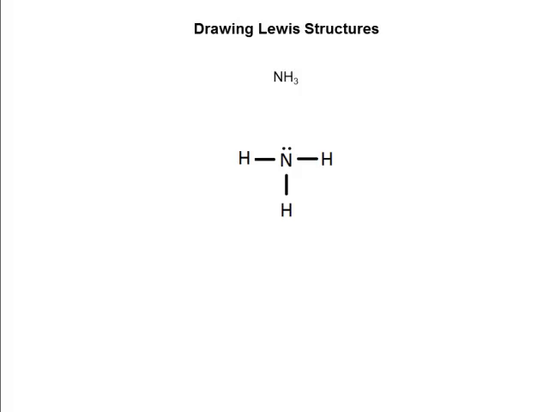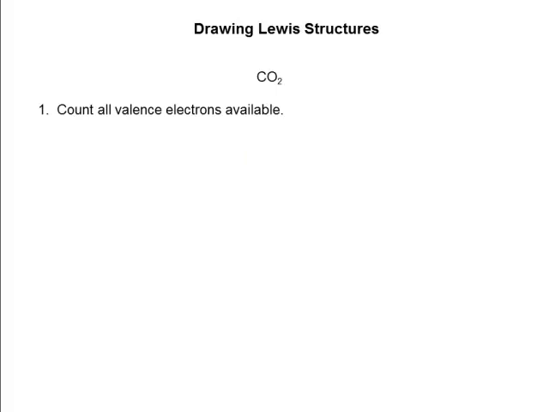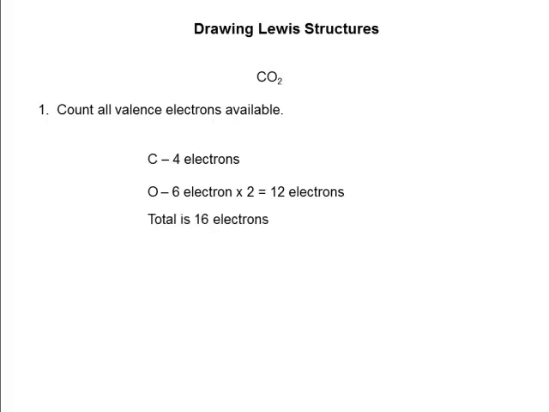All right, let's go through another example. If I take carbon dioxide, I'm going to count all the valence electrons available. Carbon has 4 electrons. Oxygen, each one has 6, times 2 would give me 12 electrons. So I've got 16 electrons total. I got my total electrons down.